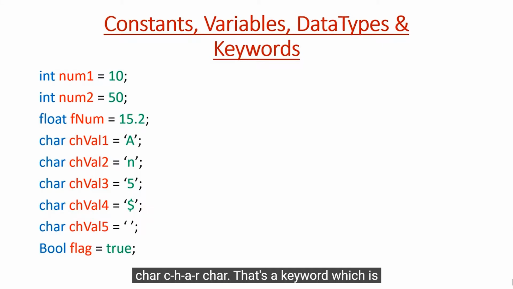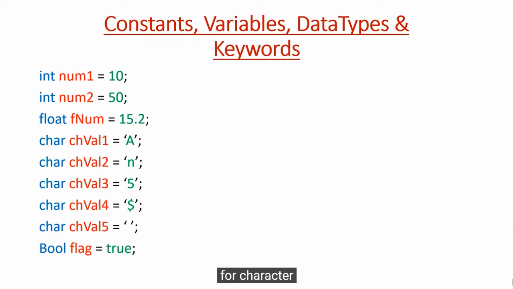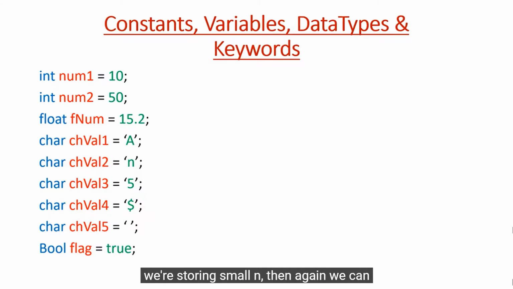Similarly, char, that's a keyword which is for character data type, and val1, that's a variable, and there we are storing capital A, and it should be inside single quote. Then it will be considered as a character data. Similarly, we are storing small n, then again we can store number inside single quote, no matter whether it's a number or not. If we write inside single quote, then that's a character data. Then again dollar symbol, plus symbol, minus symbol, then again space. If space is written inside single quote, then that's a character constant.